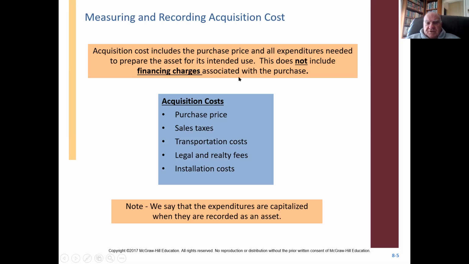It doesn't include financing charges. Borrowing money has nothing to do with the amount that we're paying. So, purchase price. If it was a sales taxable item, that just becomes part of the debit to the machine. If we had to pay a truck driver or have special delivery of some kind, those freight costs would be included. If it was maybe a land deal or a building, you have to pay your lawyers and realty guys to make that happen. And installation costs, and that was a big one where I worked.